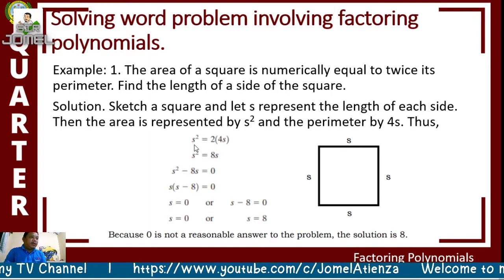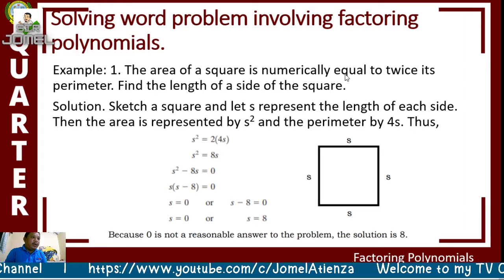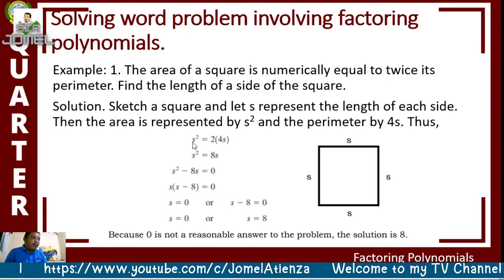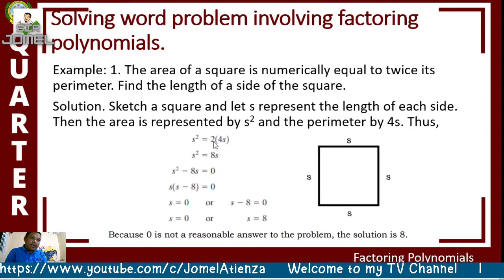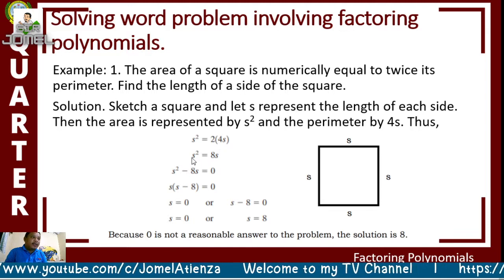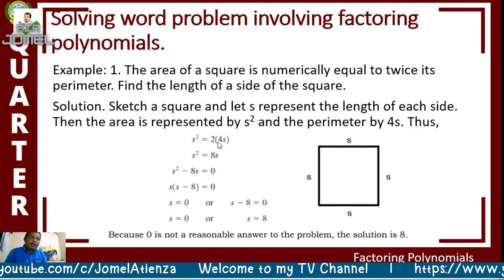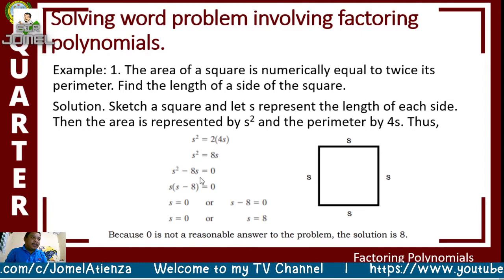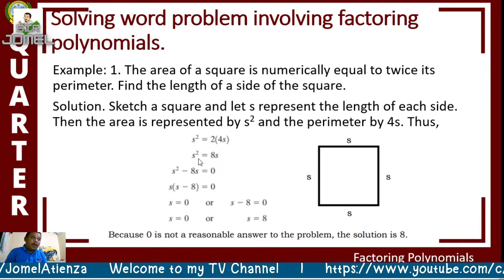Thus, we have now, sabi nga dito, the area of a square is numerically equal to twice its perimeter. So, S square, ito yung ating area, equal twice. Ibig sabihin, 2 times the perimeter, 4S. So, therefore, we have S square is equal to 8S. 2 times 4S is 8S. And then, atin po siyang ililipat sa kabila. Transposition method.